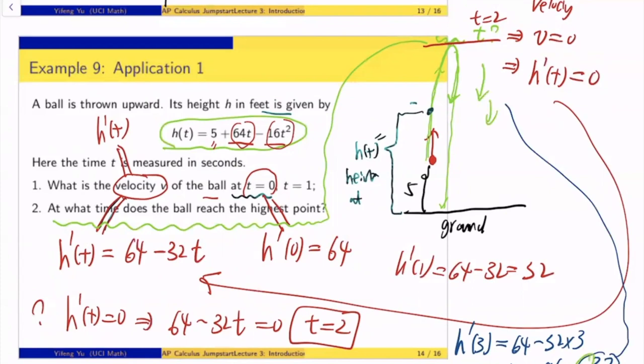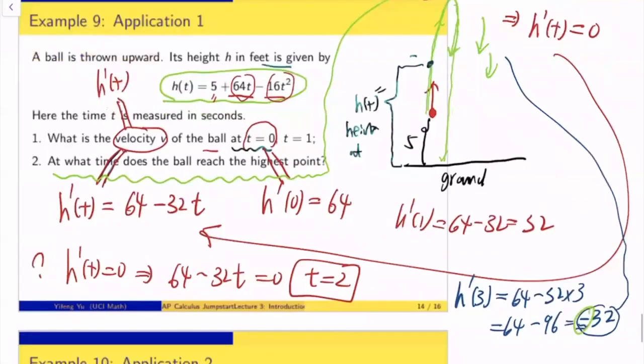So that's the point. When we talk about velocity, there's actually a direction. Positive means it's in the same direction as the positive axis. If it's negative, it means it's in the opposite direction of the positive axis, right?